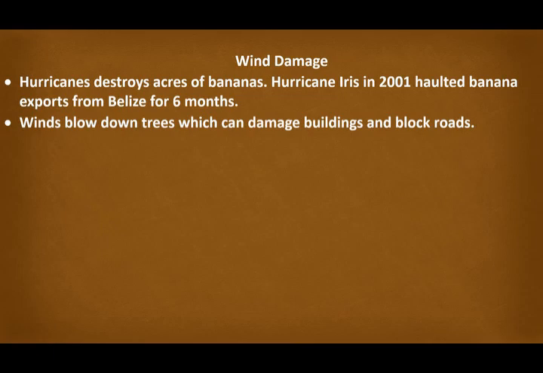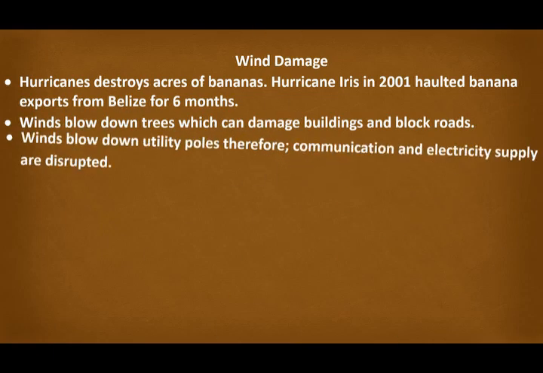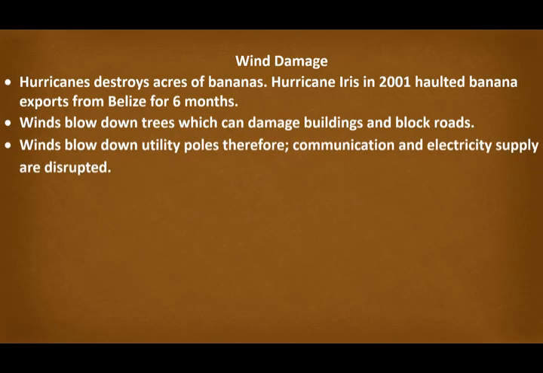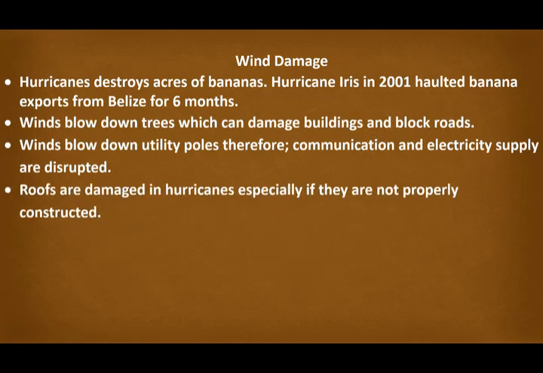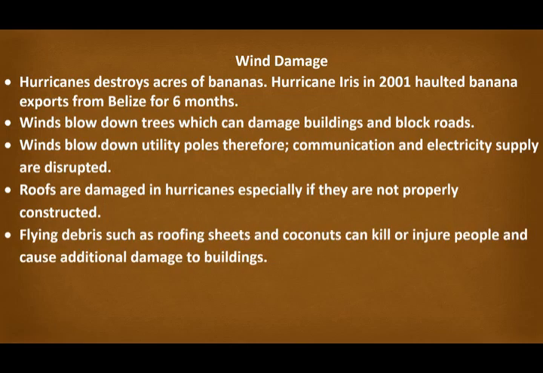Winds can also damage buildings and blow down trees that can block roads and also damage buildings. Winds can also destroy utility poles, so you may have a disruption in communication and electricity supply. They can also remove the roofs of buildings, as I said earlier.